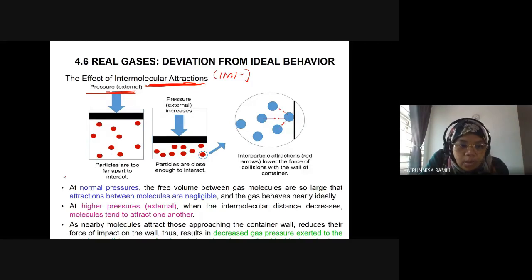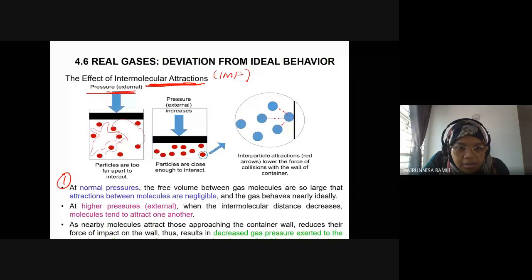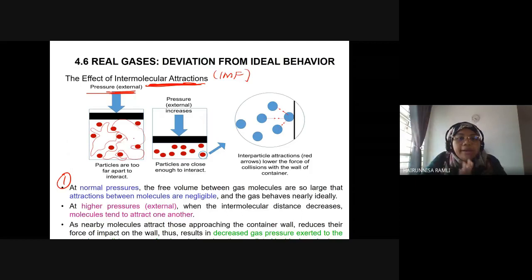So you baca point number one here. At normal pressure, the free volume between gas. So where is the free volume? Yang putih ni. This is the free volume, yang tak ada kena dekat gas ni lah. Okay, here. Yang putih tu lah. The free volume are so large that attraction between molecules are negligible. Terlalu besar ruang kosong tu sampaikan attraction between particles tu diabaikan. Negligible. So that's why the gas behave nearly ideally.